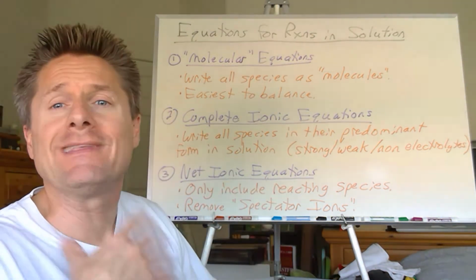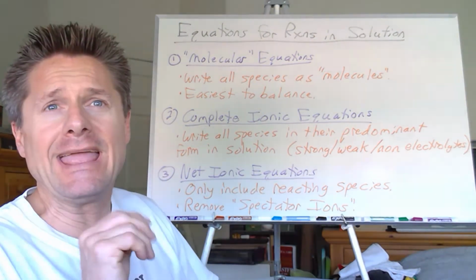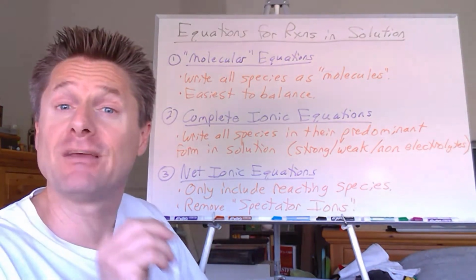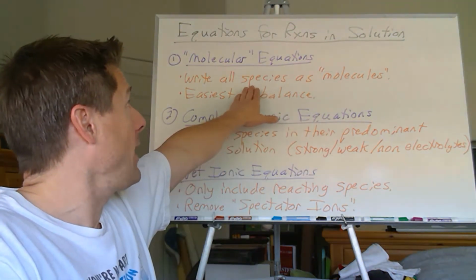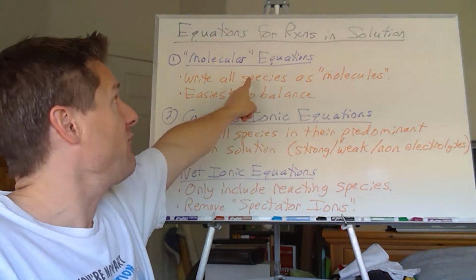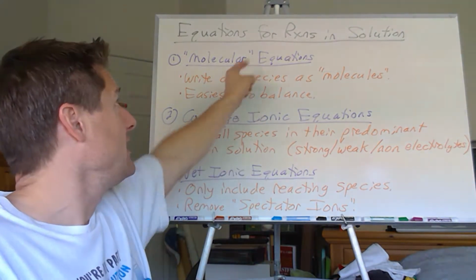That's what we've been doing this whole time. We haven't worried about whether something's strong or weak. It just makes it really easy to predict the products and to balance it. So that's why we like molecular equations. Easy to do stoichiometry off of. By far the most common one you're going to see in general chemistry is molecular equations.